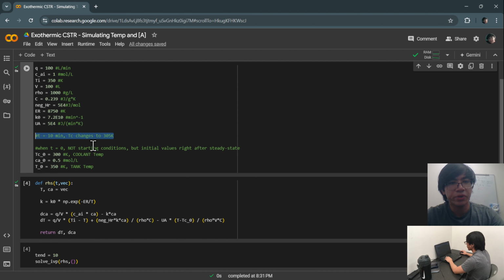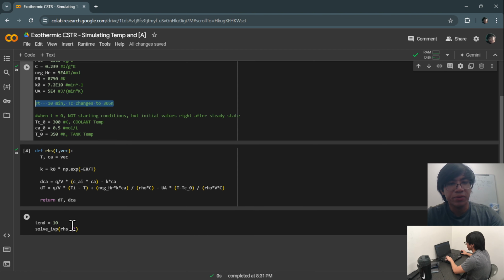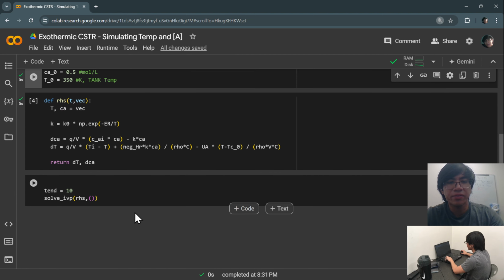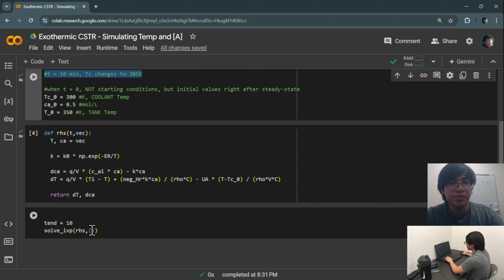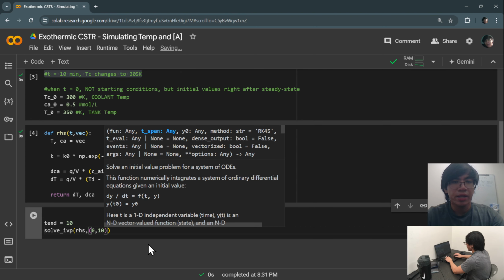So this is actually a little spoiler, but feel free to read that if you want to. So we have 10 minutes. Remember, our time is in minutes, so 0 to 10. And then that's our range.